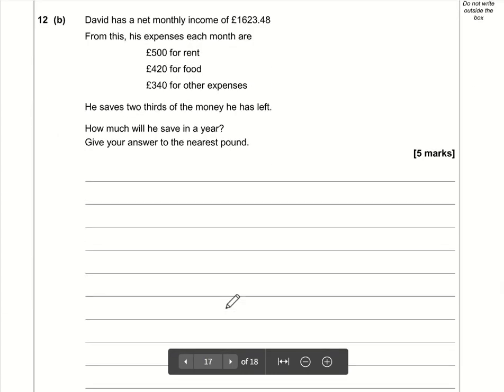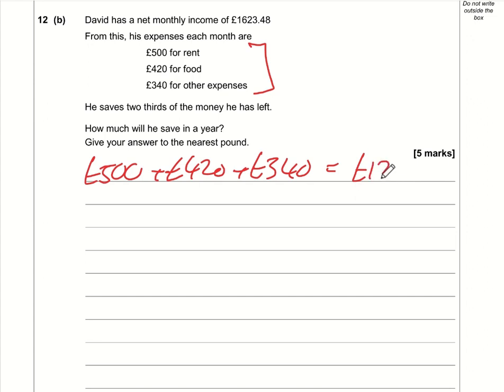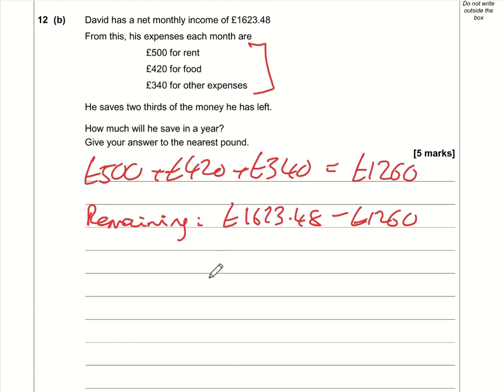Okay, 11B. So I'm going to add up all of his outgoings. So that's going to be 500 for the rent, plus 420 for the food, plus 340 for other. That comes to a total of 1,260. So what he's got left, so he has remaining the net monthly income of 1,623.48, take away 1,260, and that is £363.48.